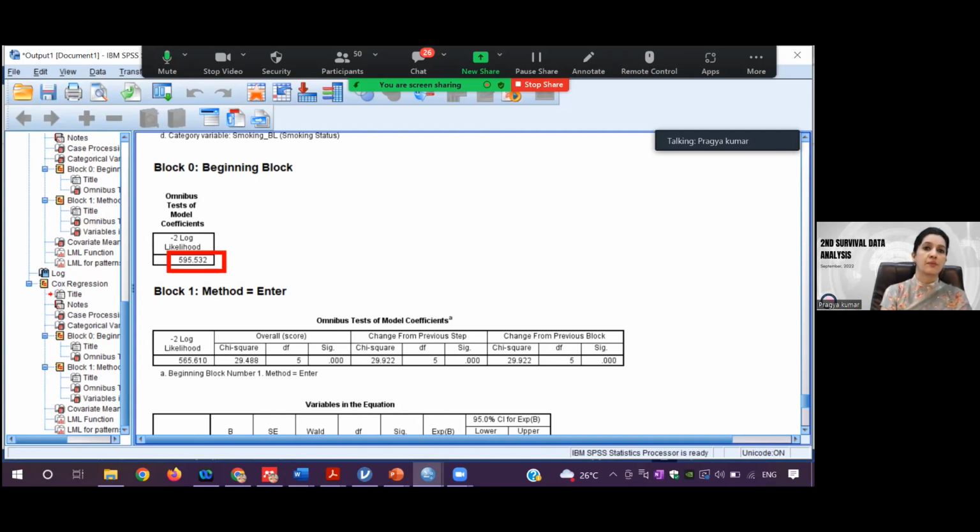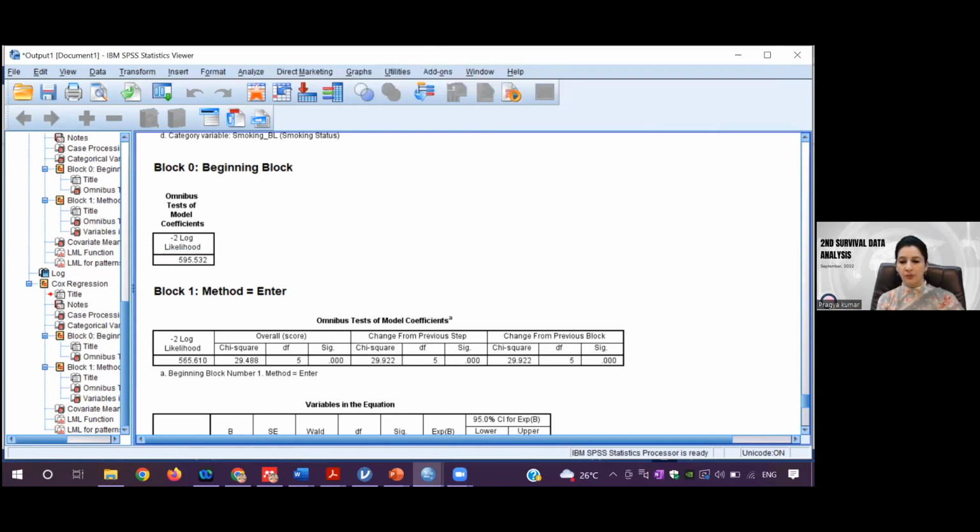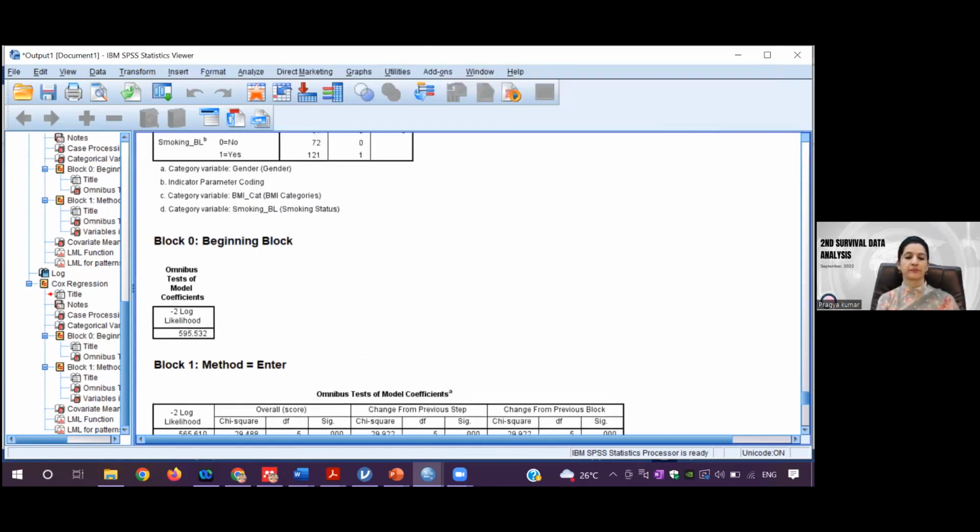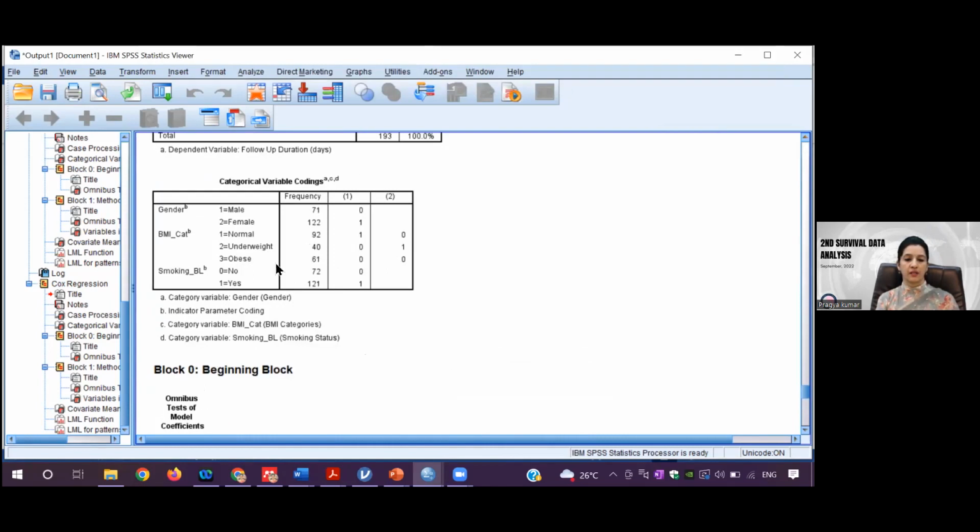How obese comes first in the reference. So obese, if you want to take underweight, then you have to reverse the coding. Maybe because in our original coding, let me see. So it has taken obese as a reference. So maybe the higher category, it has given as a 0 here. Why? I don't know why, but it has given. It's important for you to see these codes.